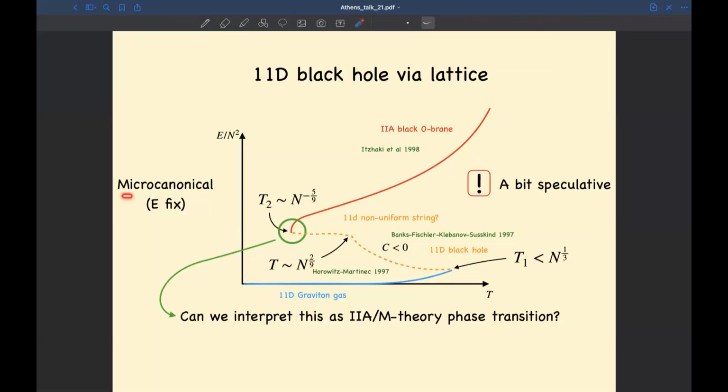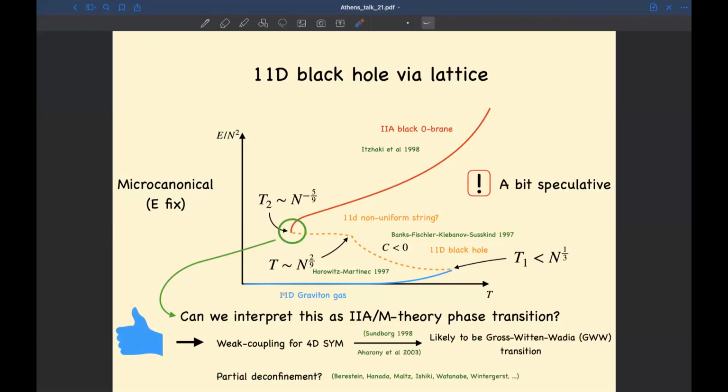So in the microcanonical case, where we fix energy, we have this rather speculative diagram. It is speculative because we don't know the exact gravity details. Again, we have an 11-dimensional graviton gas, and the unstable phase of the 11-dimensional Schwarzschild black hole. There could also be another transition here by intuition, by the work of Horowitz and Martinez in '97, from an 11-dimensional black hole to an 11-dimensional non-uniform string. And again, at this point there should be a transition from M-theory to type IIA.